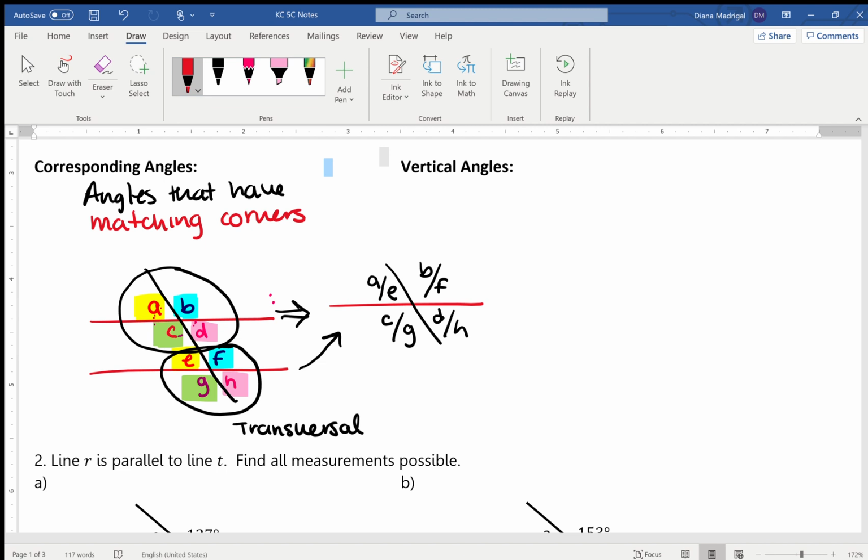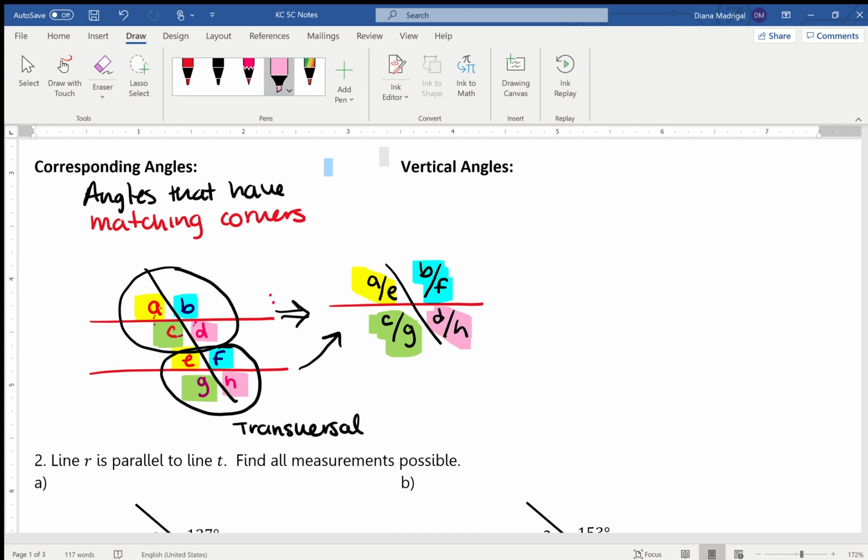Same thing, okay? I basically colored for you already. It's right here. This is the yellows. This is the blues. These are the greens. And these are the pinks. Those are your congruent corresponding angles.